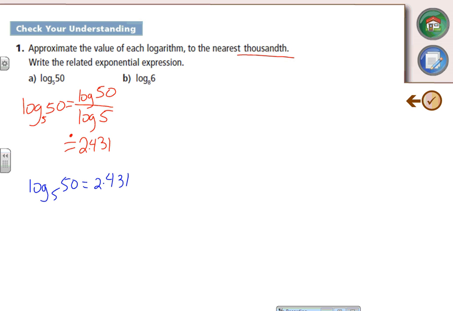So then 5 to the 2.431 is equal to 50, in exponential form. Okay, try that next one out.